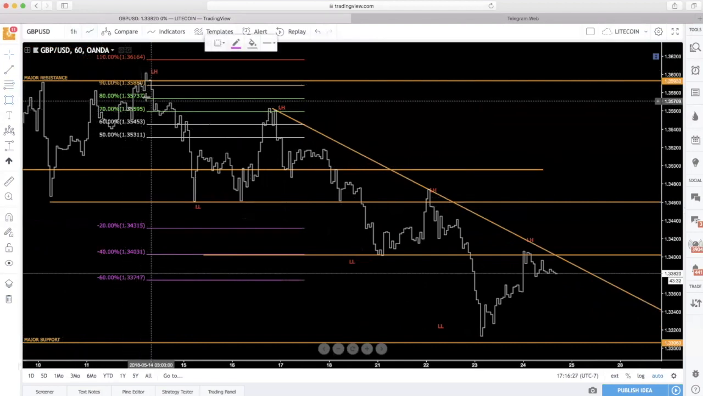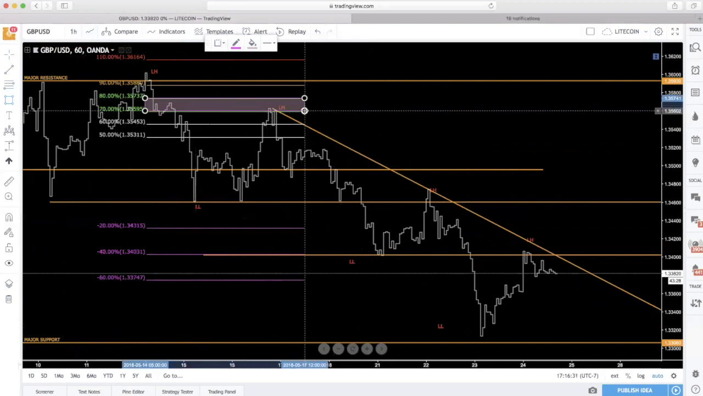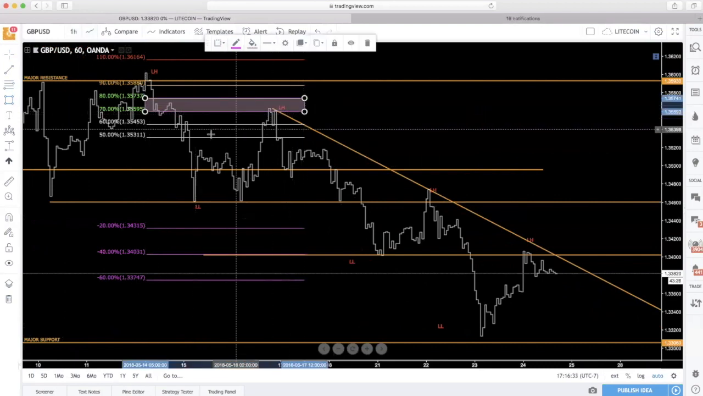So this is my prime entry. That's why you see this green fib level. So this is my prime entry on every trade. If we get a 50, 60 pullback, cool, but my prime entry is the 70 and 80.